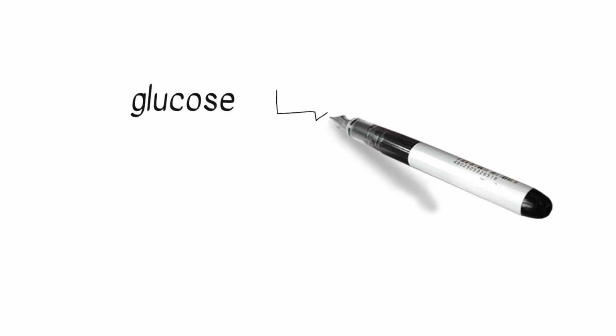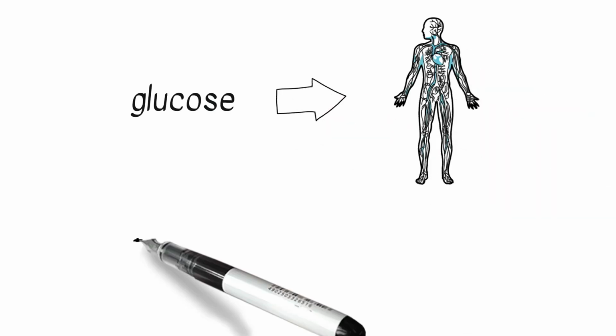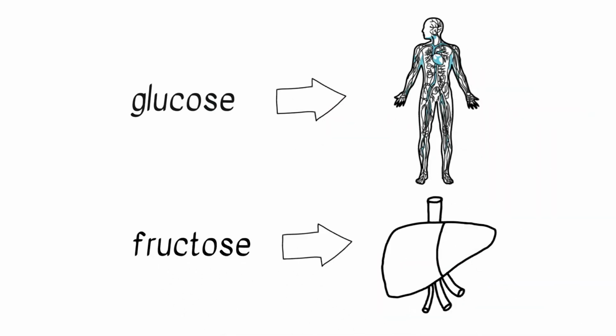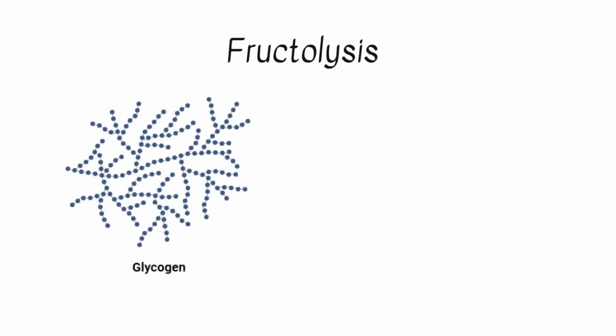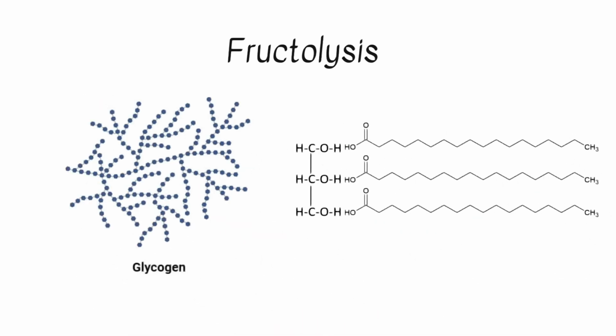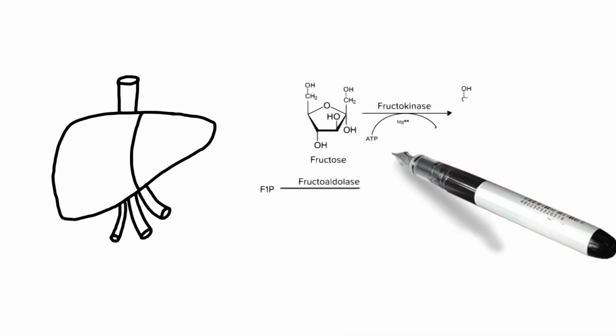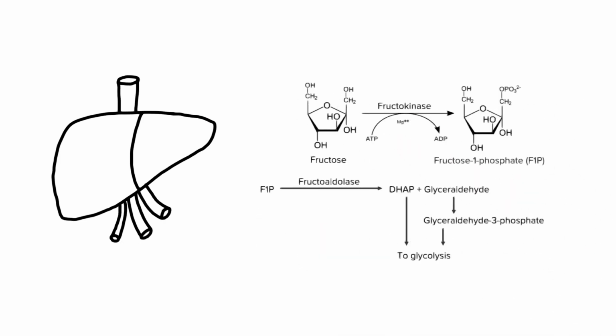Unlike glucose, which is metabolized directly throughout the body, fructose is predominantly metabolized in the liver. This is done through a process called fructolysis, which is directed towards replenishing liver glycogen and synthesizing triacylglycerol. In the liver, fructose is rapidly converted to fructose 1-phosphate via fructokinase. Fructose 1-phosphate is then converted to glyceraldehyde 3-phosphate and dihydroxyacetone phosphate by aldolase B.